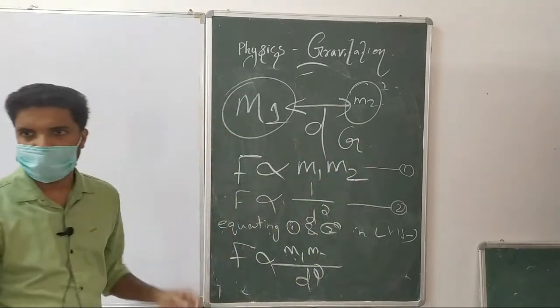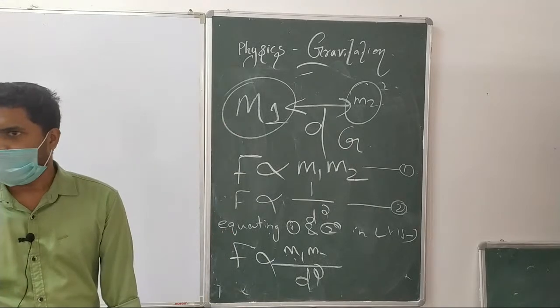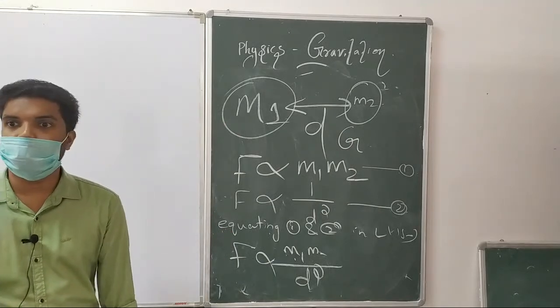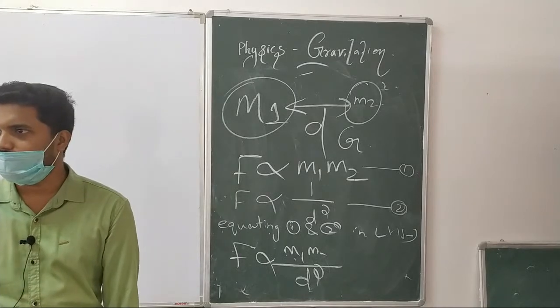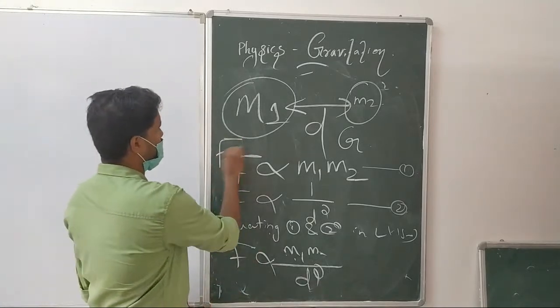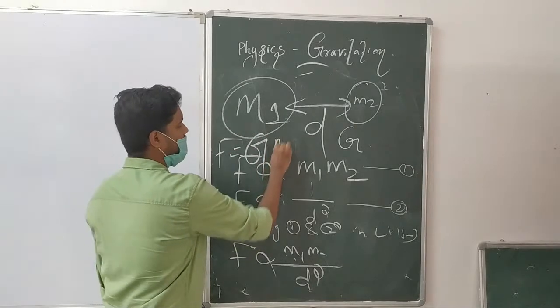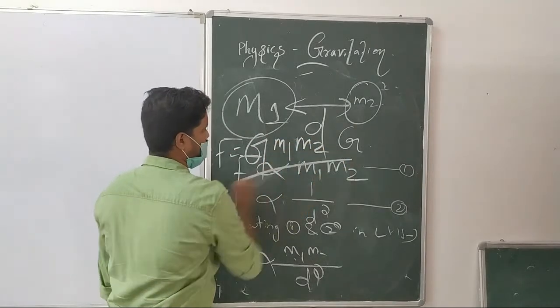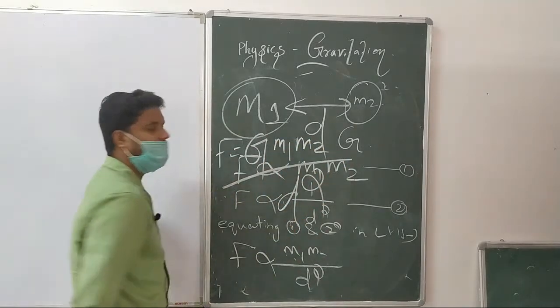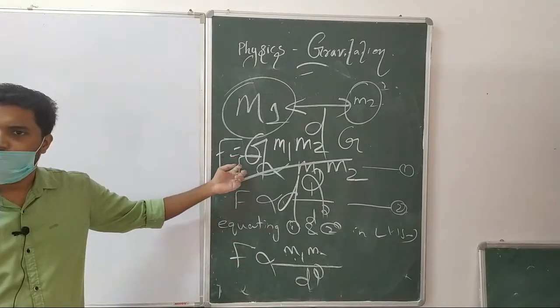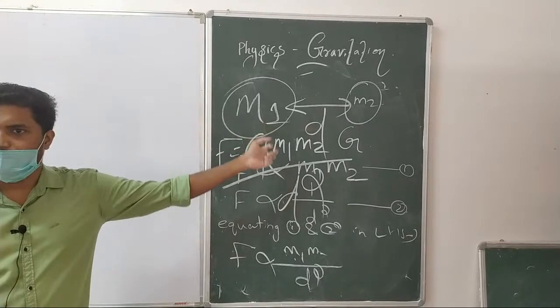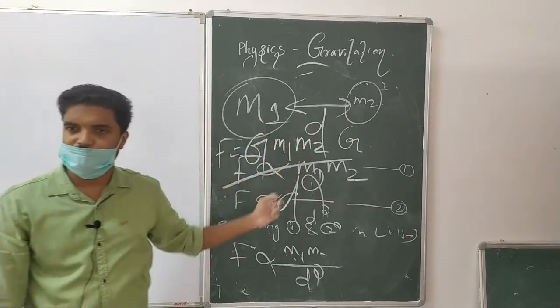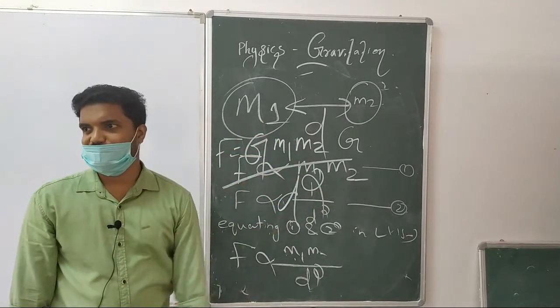The proportionality constant is named G, and G has a name called the universal gravitational constant. So what will the law be? F equals G m1 m2 divided by d square. Now, with this equation, you can directly do the numericals. F equals capital G m1 m2 divided by d square.